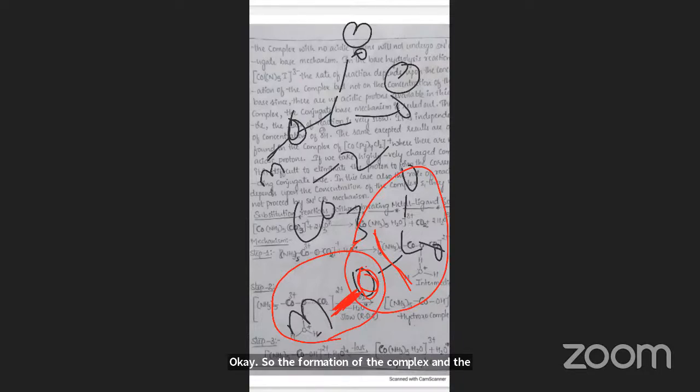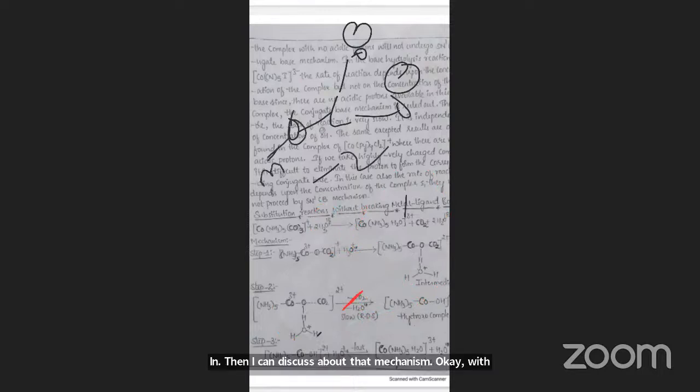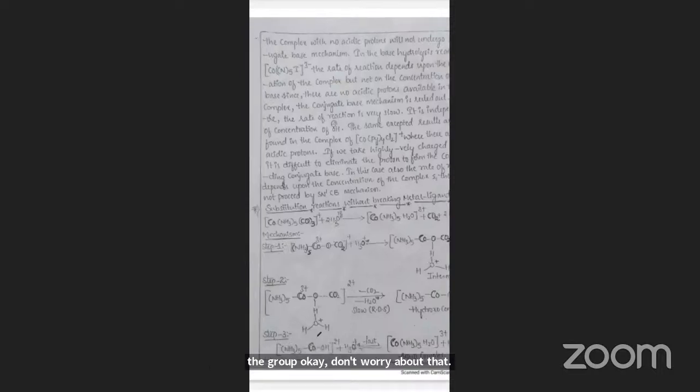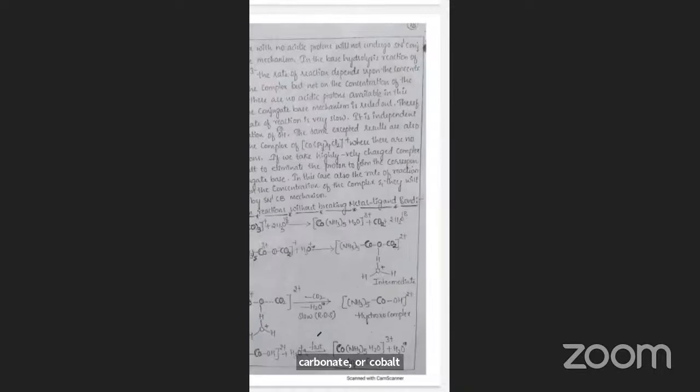If this were a normal oxygen, it involves the hydronium ion. If the hydronium ion carries the isotope, that isotope would go outside. Now let's see the mechanism. We can discuss the mechanism, a simple mechanism with explanation. I will send the material in the group after completing the lesson, don't worry about that. So here, this is the complex: the pentaammine cobalt carbonato complex is converted into the pentaammine aqua complex.